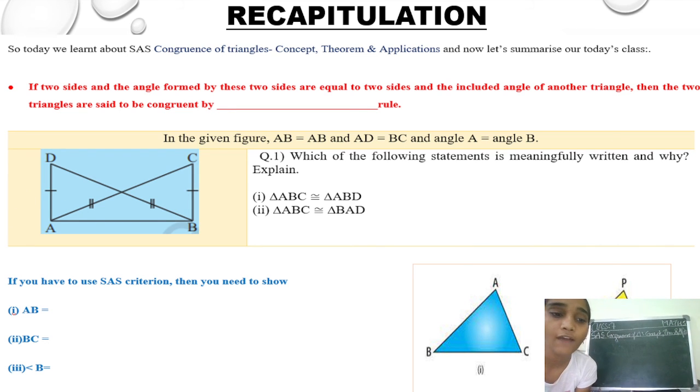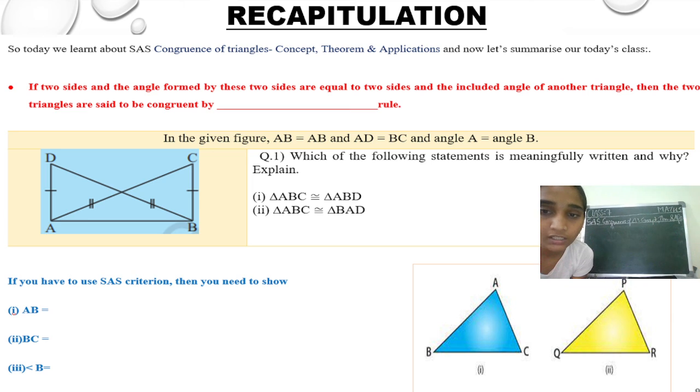And students, if you have to use the SAS criteria over here, then what will you show? Yes, you will show over here that AB is equal to PQ, BC is equal to QR, and the angle B is equal to the angle Q of the other triangle, which is the included angle between both the sides.